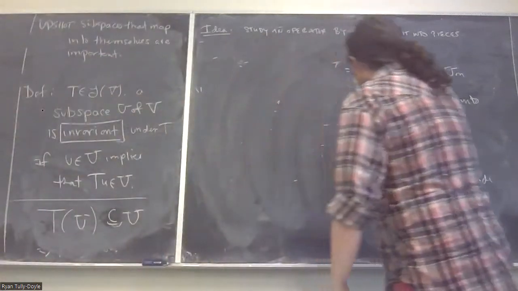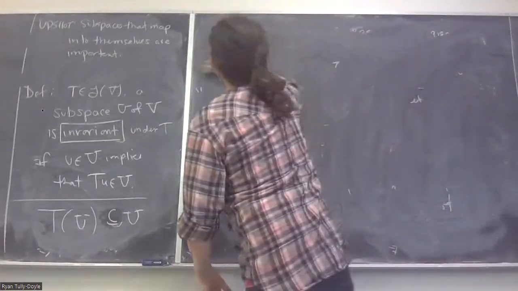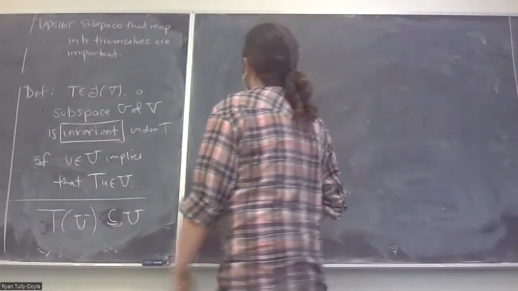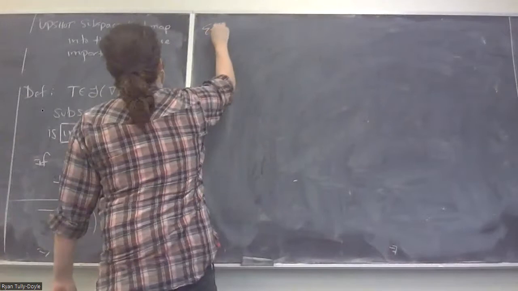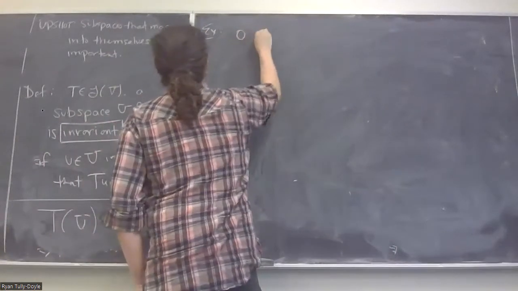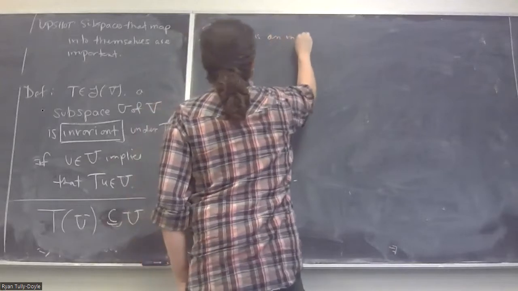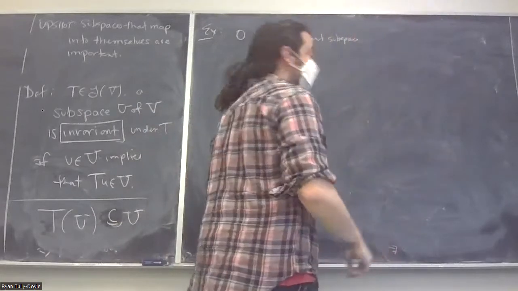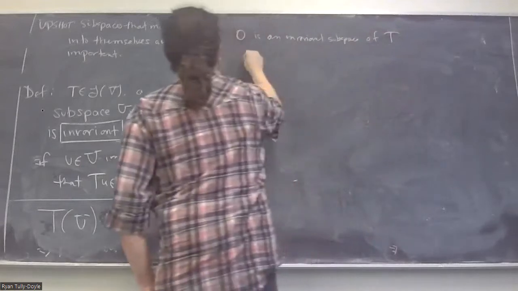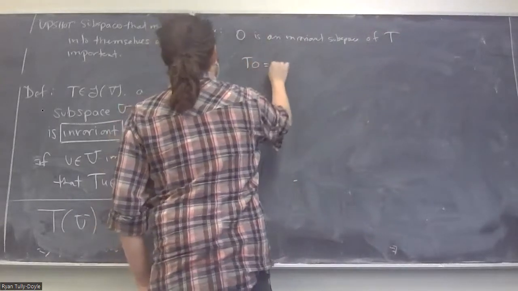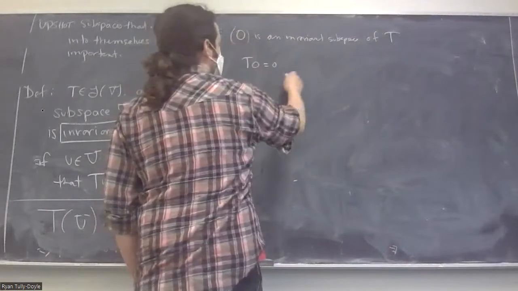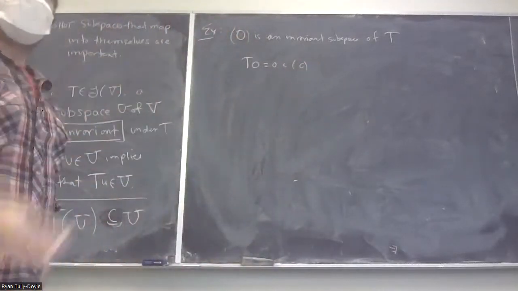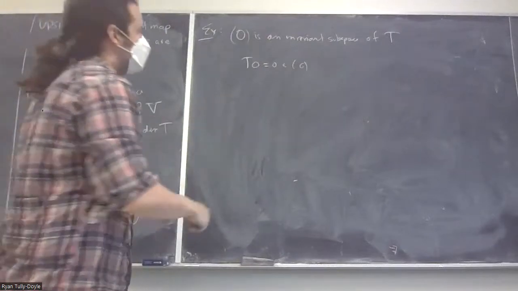Okay. So some examples of invariant subspaces. Easy ones. Invariant subspaces seem weird the first time. Like the first time I saw them, I had no idea. The deal was that zero is an invariant subspace under any operator T, because T of zero is zero, which means that zero is an element of zero. So you put in zero, you get out zero. Zero is a subspace that's preserved by T, it's invariant under T.